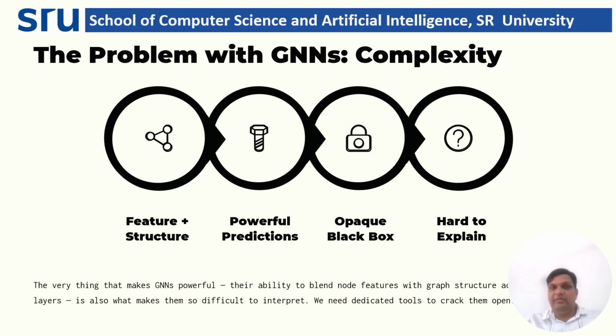The problem with GNN complexity: features plus structure gives powerful prediction, but it is an opaque black box, hard to explain. The very thing that makes GNNs powerful, the ability to blend node features with graph structure, is also what makes them so difficult to interpret. We need dedicated tools to crack them open.